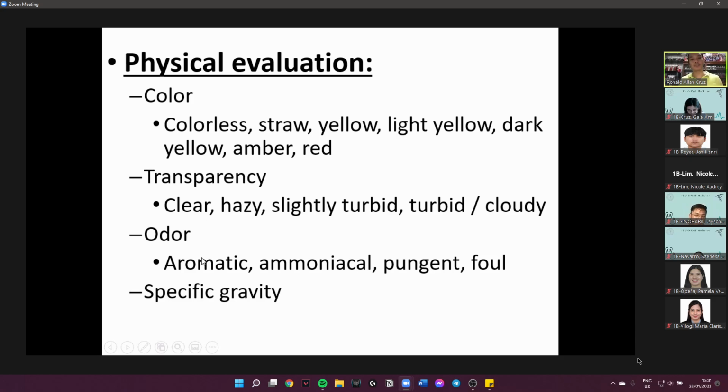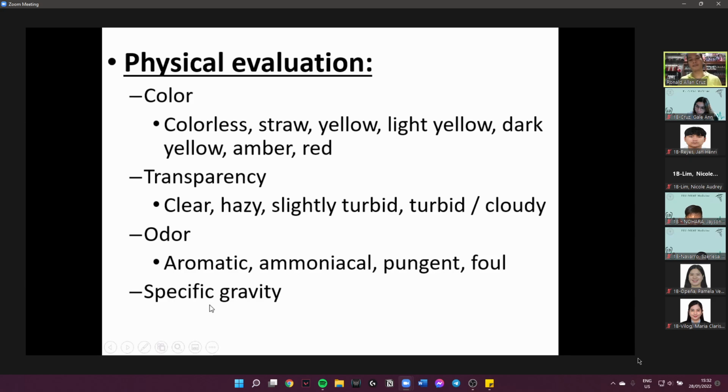Now, the color, transparency, and odor, a lot of times may be subjective. So this depends on the experience of the medtech, no, or the medical technologist. What is light yellow to you might not be light yellow to me. Things like that. Or what is slightly turbid to you might not be slightly turbid to me. So these are subjective findings, no? Very subjective siya. So it depends on the experience of the medical technologist.